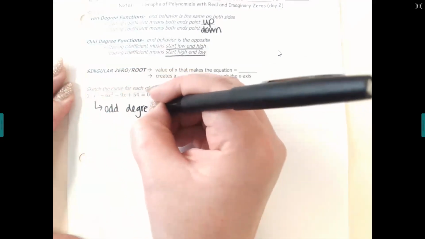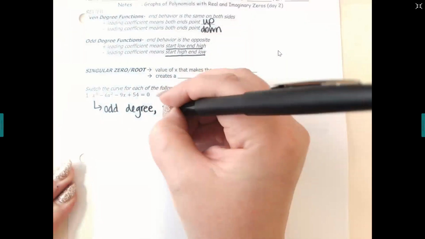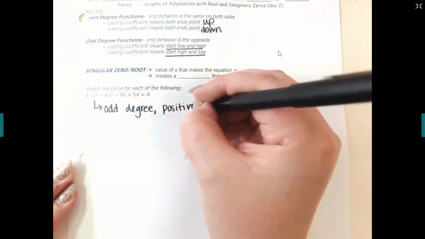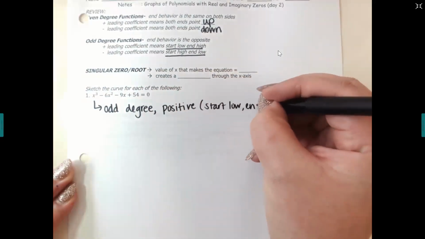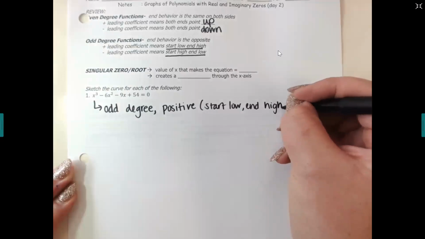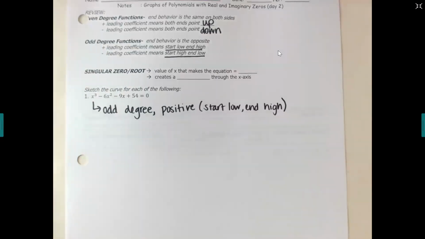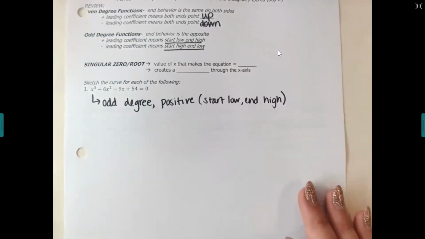Okay, and then the second question is it a positive or negative odd? Remember, it's only negative if that term has a negative in front. So does it have a negative in front? No. Then this would be a positive odd. And then I'm going to go ahead and put, that means it's going to start low and end high. Okay, but remember, even though we covered that last class, that's also right here on your notes if you forget which one's which. Okay? Okay, so from there, you are going to find all of the x-intercepts.